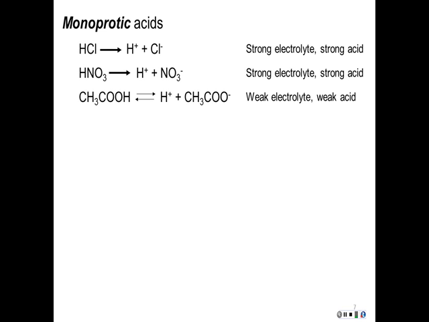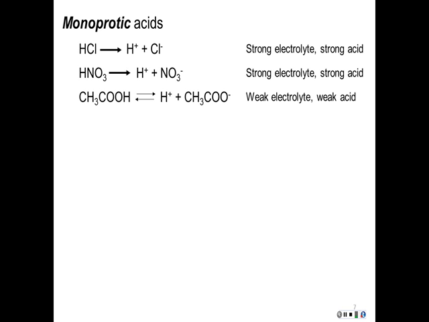Now here are three examples. HCl, which is hydrochloric acid, HNO3, which is nitric acid, and CH3COOH, which is acetic acid. Don't worry about the formulas. You don't have to memorize these acids at all. You notice that the acetic acid is weak. We can tell by the double arrow. Okay, but they're only donating one proton.